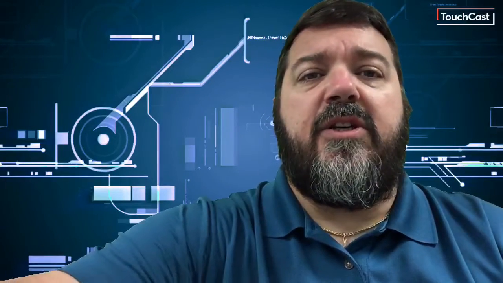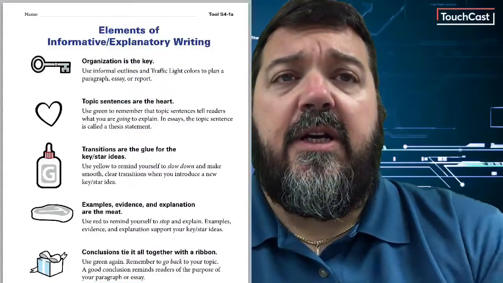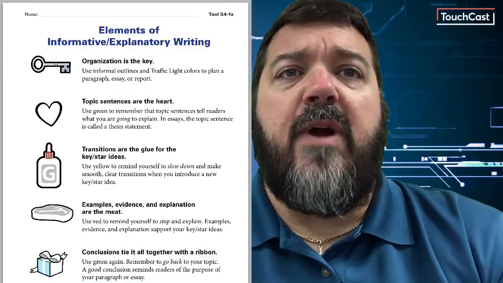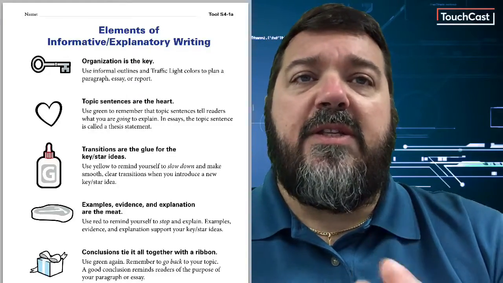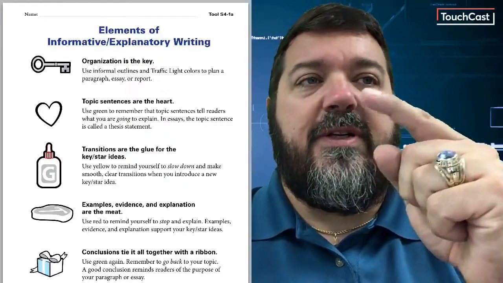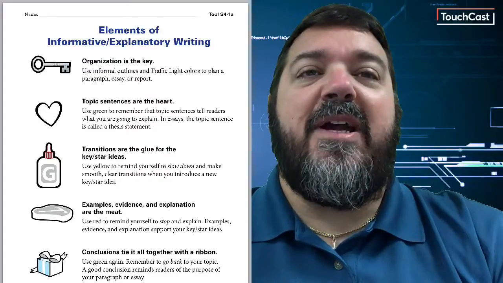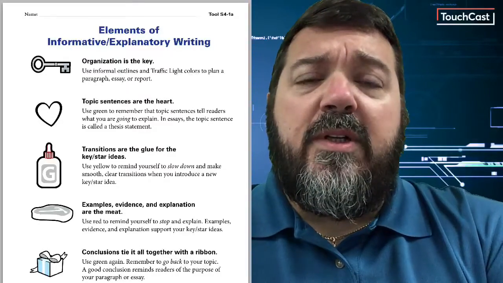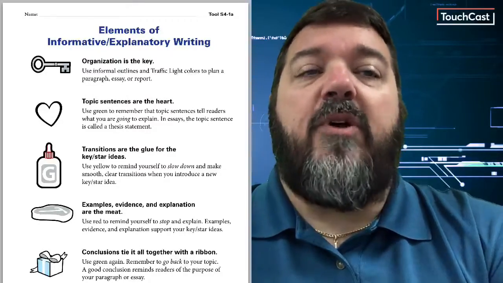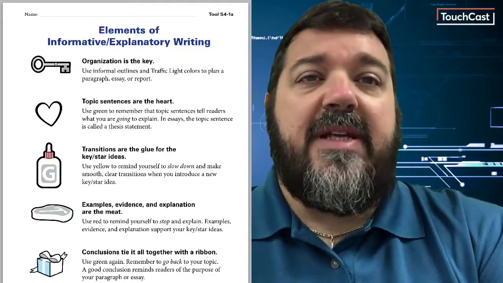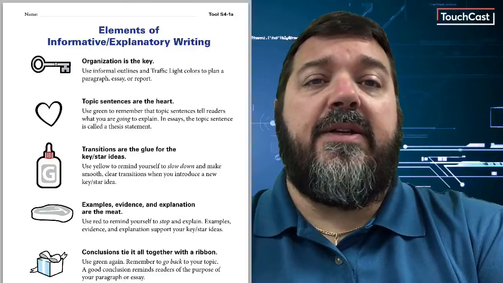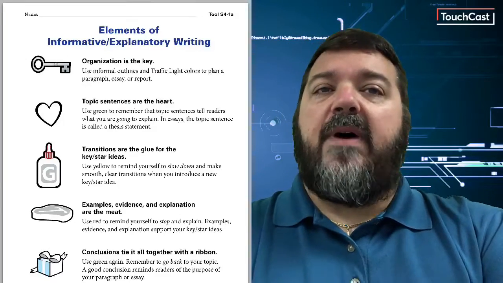Anyhow, what we want to do is consider what we are doing as far as organizing and writing a paper and what we need to have in order to write a good explanatory piece. And this paper here that you see on the side of the screen will help you make sure that you have all the elements that you need in your writing. If you need this and you were absent, please take a look in the absent box on the days that you were absent, and you should find it in there.